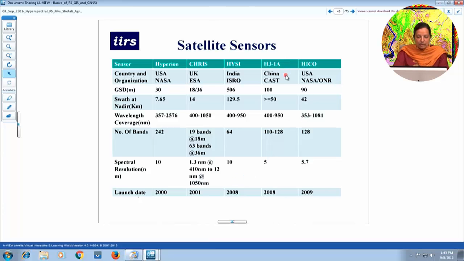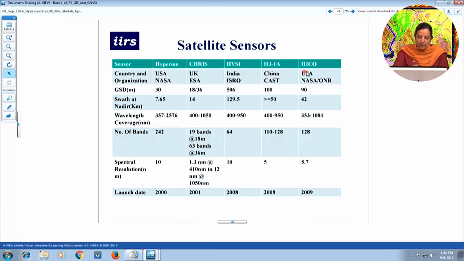China also has launched one hyperspectral imager with 100 meter spatial resolution, swath width of 50 kilometers or more, variable from nadir to off nadir, then 400 to 950 nanometers again in the visible near infrared region with variable bands of 110 to 128, and the spectral resolution is 5 nanometers. The bandwidth is 5 nanometers.